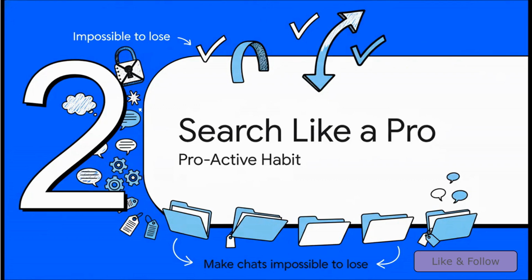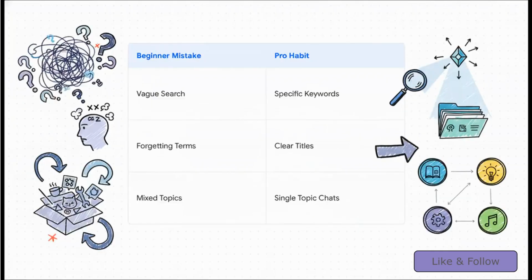This is all about building a proactive habit. Now, this slide just lays it out so perfectly, the difference between a beginner and a pro. You see, beginners search for really vague terms like help, and they mix all sorts of topics into one chat. A pro, on the other hand, uses specific keywords, gives their chats clear titles, and keeps each conversation focused on one single topic. I'm telling you, these small habits make a huge, huge difference.